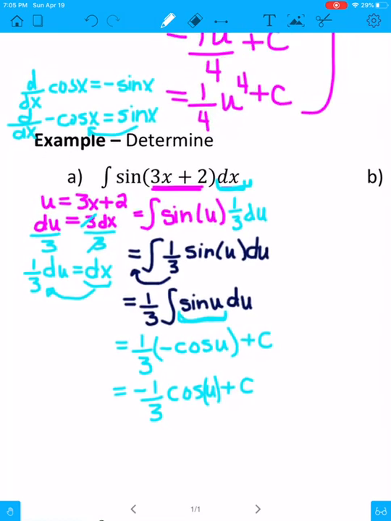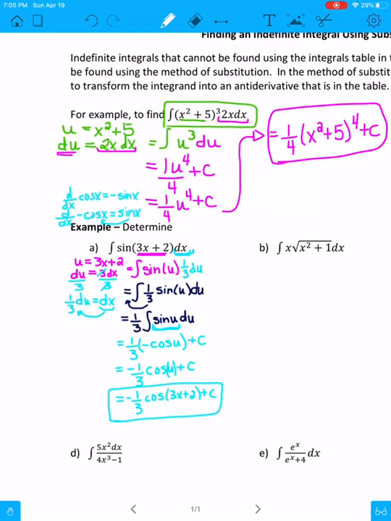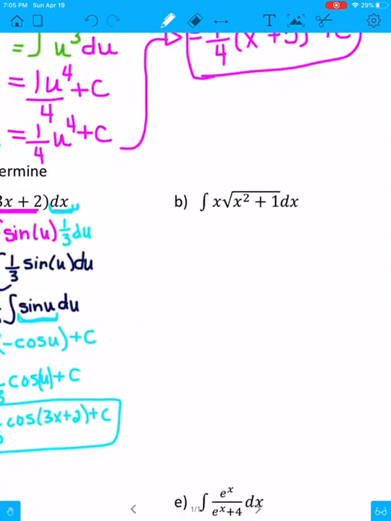So we're going to get negative 1/3 cos of 3x plus 2 plus c. Okay, that's that one.